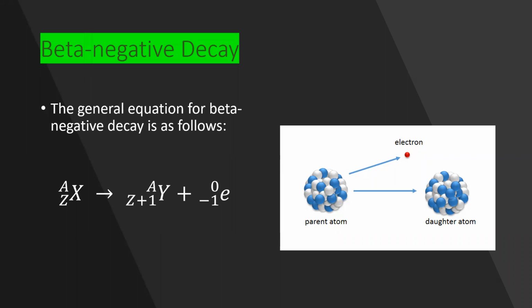Let's take a look at the general equation here. X is going to represent our parent atom, and Y is going to be our daughter atom. In beta negative decay, we're gaining a proton and losing an electron. Our mass stays the same, so our A value stays the same.